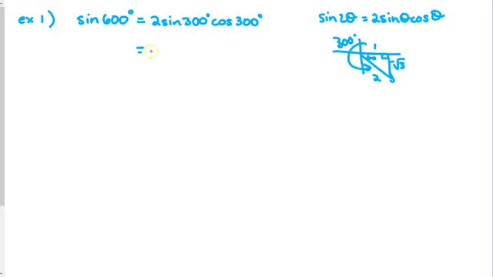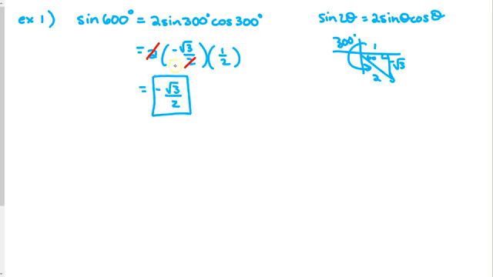So the sine of 300 degrees is negative square root 3 over 2. And the cosine of 300 degrees is 1/2. So we have 2 times negative square root 3 over 2 times 1/2. You can cancel one of the 2's on the bottom with the 2 that's on the outside, and we're just left with negative square root 3 over 2.